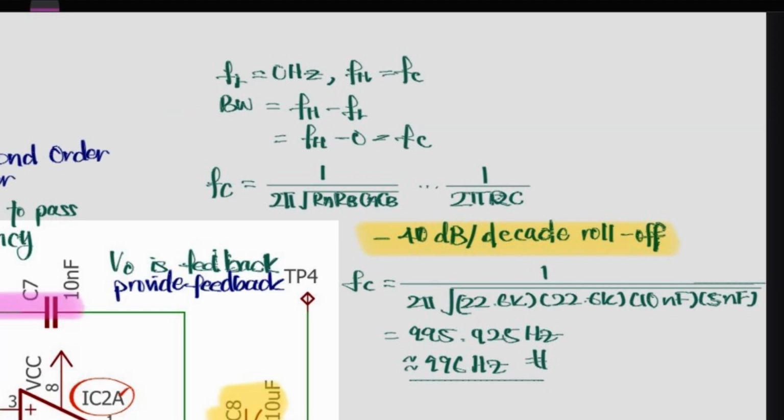This is the frequency cutoff formula, which is 1 over 2 pi square root of RA times RB times CA times CB, which can sometimes be reduced into 1 over 2 pi RC if the resistors and capacitors share the same value. But for this project, it does not, so we will be applying the original formula. Then we will find that the frequency cutoff is 996 Hz by calculation.